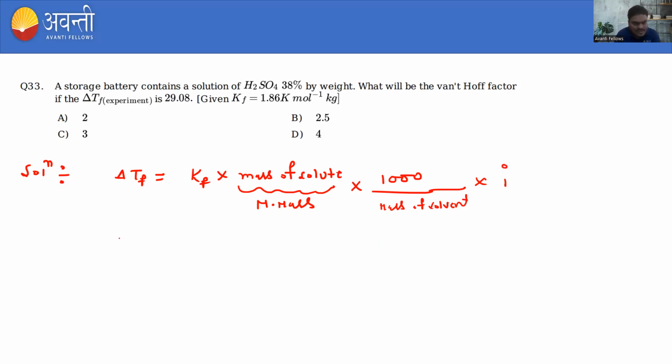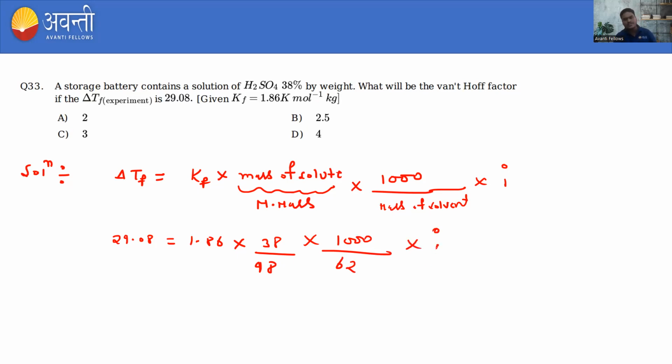Now this delta Tf is given: delta Tf is equal to 29.08. Kf is also given, that is 1.86. Mass of solute is also given, that is 38 gram. Molecular mass of H2SO4 is 98, we all know. This is 1000. Mass of solvent: if 38% means what? 38% means 38 gram is the mass of the solute, then 100 minus 38 is 62. That is 62 gram, the mass of solvent.